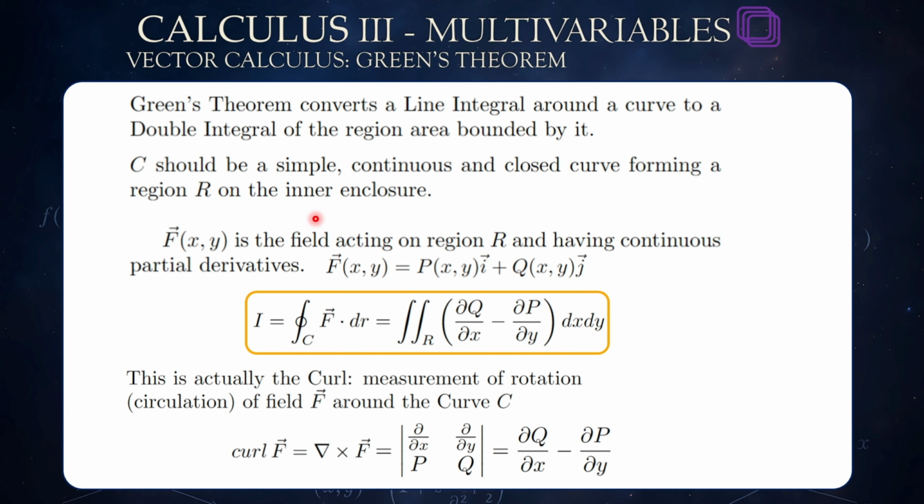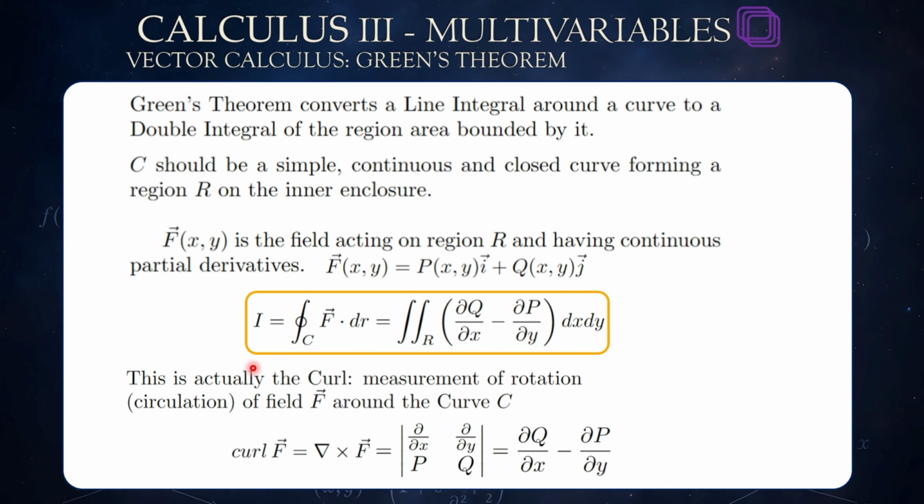F(x,y), let's say, is the field acting on region R and having continuous partial derivatives, given by F(x,y) equal P(x,y) i plus Q(x,y) j. Then the closed integral of F dr is equal to the double integral over the region R, which is enclosed by the loop, of the partial derivative of Q with respect to x minus partial P over y, dx dy, which is the rotational of this vector.